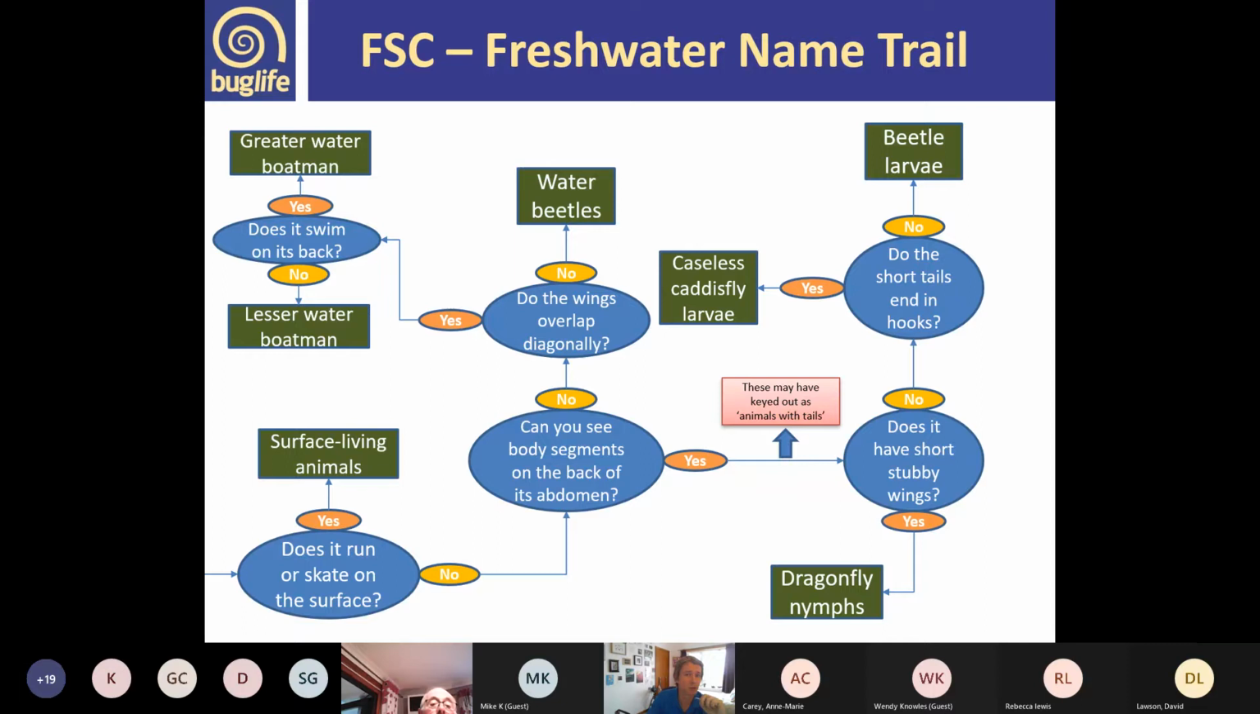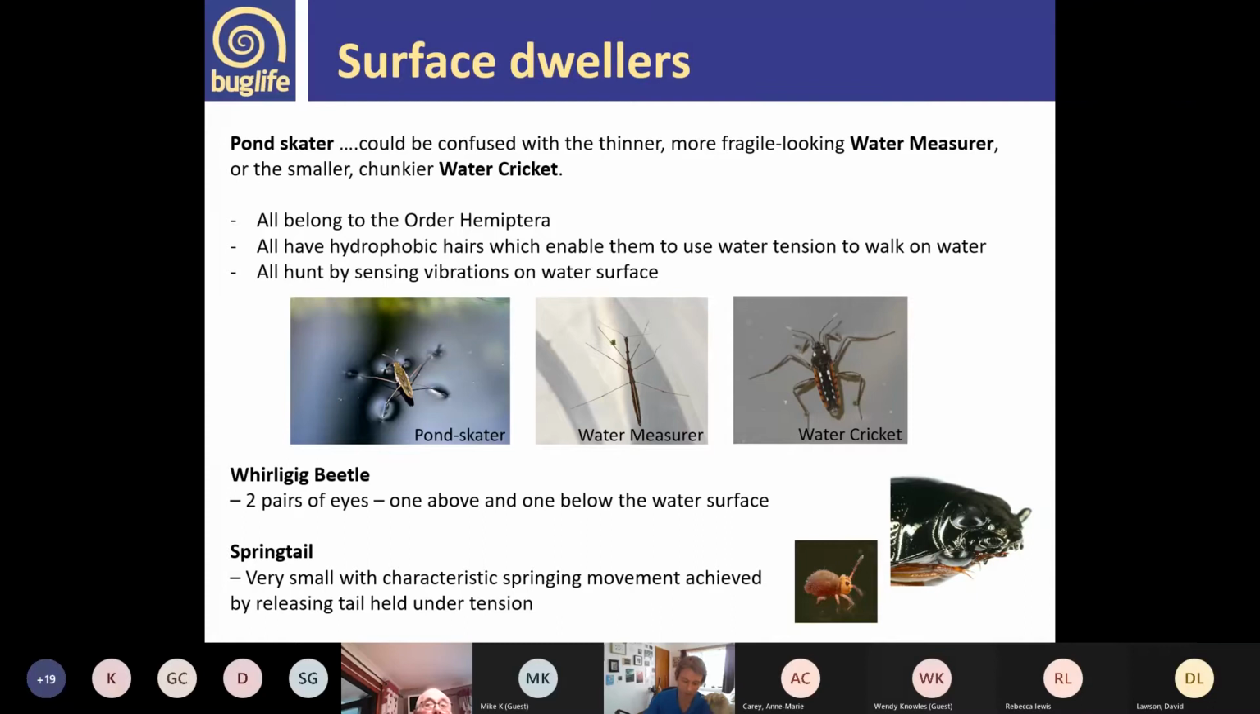So we're going to go through each of these groups individually, starting with the surface dwellers, the surface living animals. The most obvious of the surface dwellers are the hemipterans, or the true bugs of the order Hemiptera. We have the pond skaters, water measurers, and water crickets, all of which live on the water surface. They all have hydrophobic, or water-fearing, hairs on their feet, enabling them to use the water tension to walk on the water. All hunt by sensing vibrations of animals falling into the pond or water and then rush to the prize, often in large numbers.